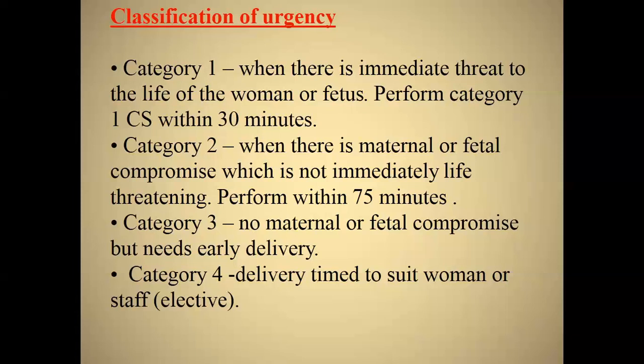Also, if you have cord prolapse, for example, a condition which impedes fetal life, you have to deliver by cesarean section rapidly. You should not waste time in order to avoid mortality or severe morbidity. Category 2, when there is maternal or fetal compromise which is not immediately life-threatening. It can be performed within 75 minutes.